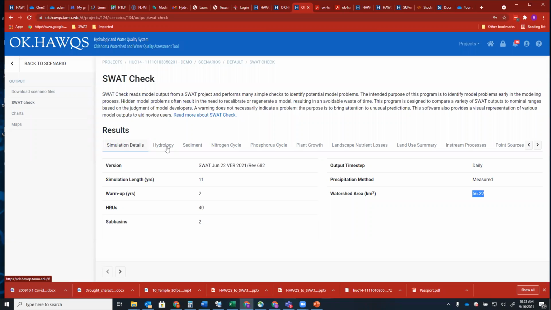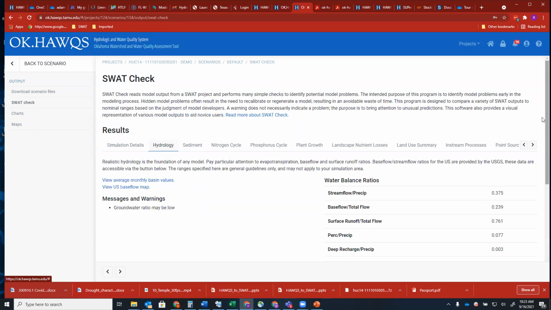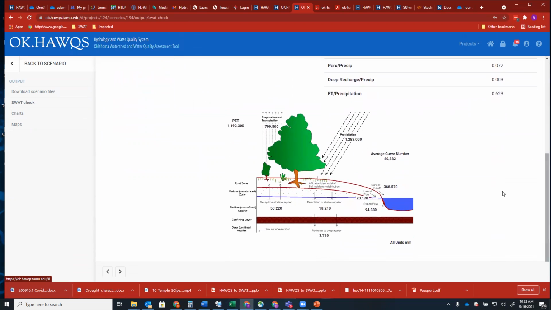The next is hydrology. So it shows you the 11-year average rainfall. That's 1,283 millimeters. Okay, so that's almost like 44, 45 inches basically. And of that, how much is the evapotranspiration? How much is the potential evapotranspiration? Okay, so that means 62.3% of your rainfall is ET. So the ratio between ET to precipitation, 799 divided by 1283, is 62.3.